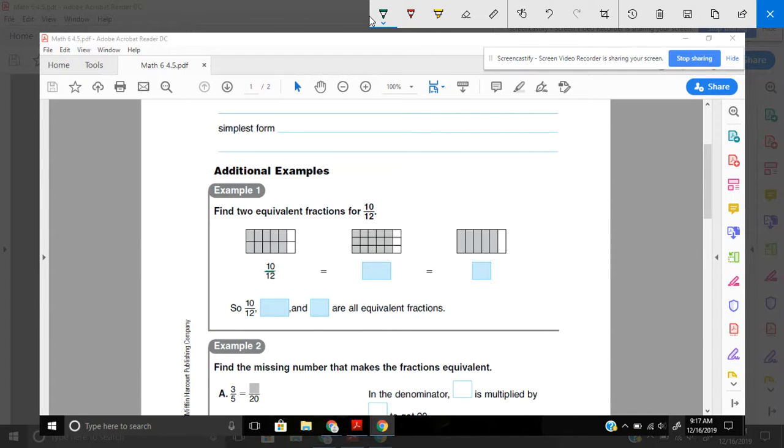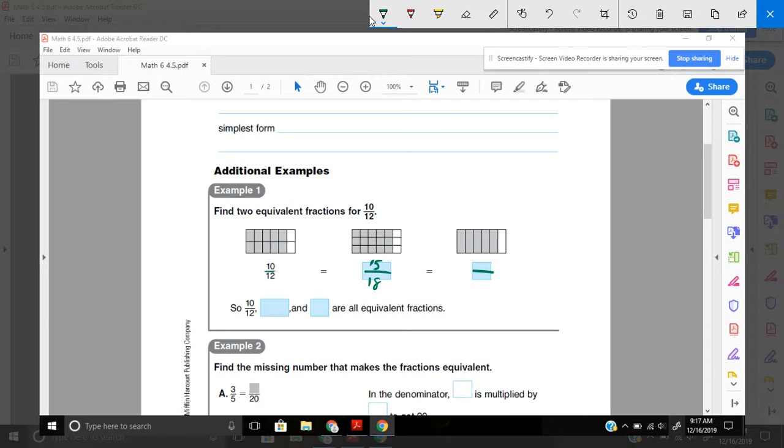Okay. What is this model representing? Well, looks like we have 6 rows of 3. So 6 times 3 would give me 18 total blocks. And how many of those are shaded? 5 times 3 would give me 15. And you can see the shaded amount is the same. So 10/12 is equivalent to 15/18.